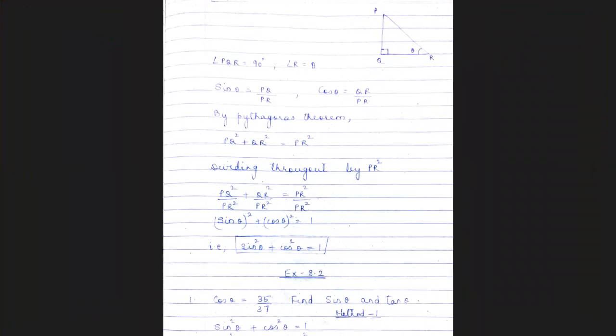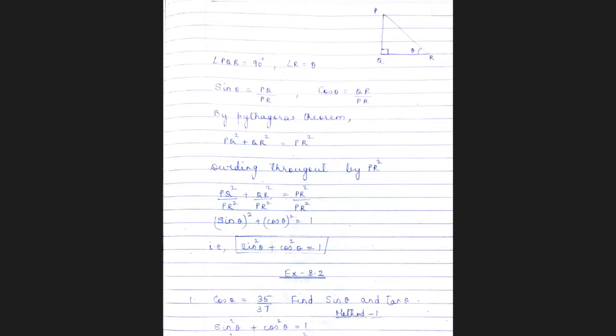Now what is sine theta equal to? Opposite side upon hypotenuse, PQ upon PR. Cos theta is adjacent side upon hypotenuse, QR upon PR. Now by Pythagoras theorem we know PQ square plus QR square equal to PR square. You divide throughout by PR square, you get PQ square by PR square plus QR square by PR square equal to PR square by PR square.